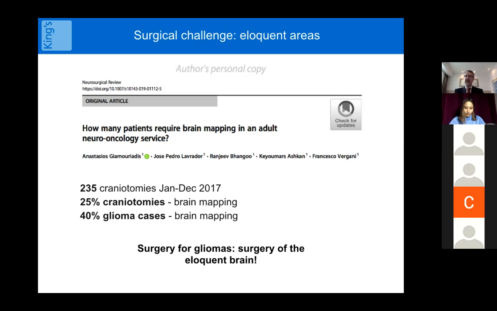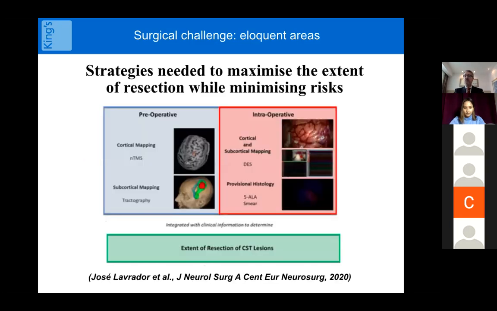And so this is, again, a key message that I want to give you, that surgery for brain tumors is surgery of the eloquent brain. And so we need to come up with strategies that can help us to maximize the extent of resection while minimizing the risks associated with surgery. In other words, we need to be able to remove as much as possible of the tumor without causing significant and severe neurological deficit to our patients.